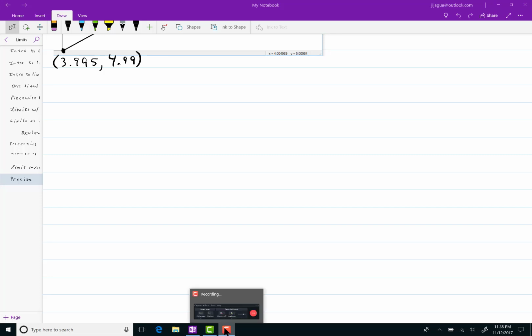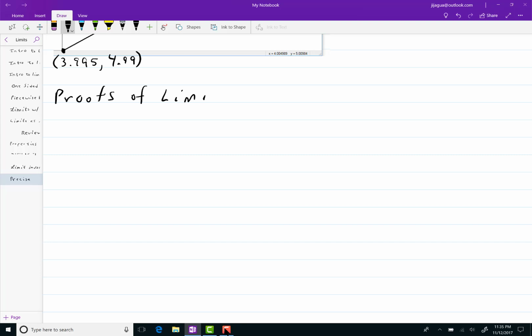In this lecture, I'm going to do some proofs of some limit laws. And what I'm going to do is first make use of an important inequality.